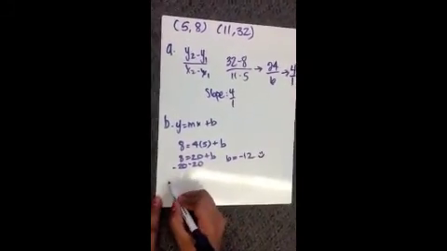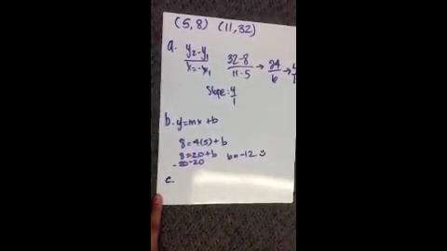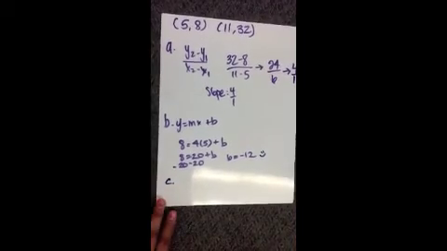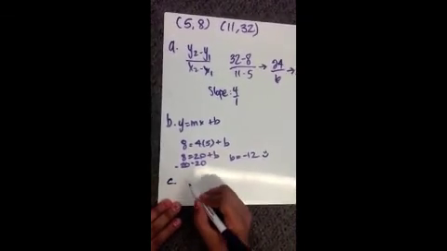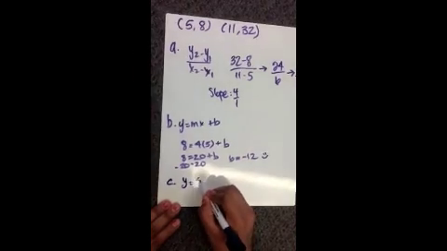Part C, create an equation. Now all we have to do is plug back in the slope and the y-intercept. So you have the equation y equals 4x minus 12.